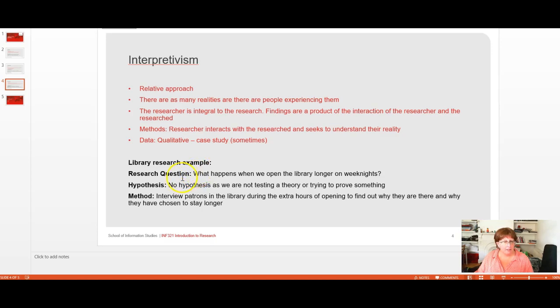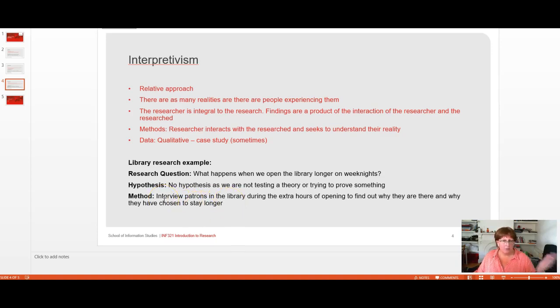So this is the whole idea here. Exactly the same research question. What happens when we open the library longer on the weekend, on weeknights? There's no hypothesis though, because you're not trying to prove something. You haven't got a set idea in your mind about how something is, or what a reality is. There's no set view about this is what I'm trying to prove. We're not interested in trying to prove anything. We're interested in trying to understand people's experiences. And we do that by talking to them. It's pretty straightforward and a more social sciencey sort of flavour, I suppose, than a sciencey one. I think that's probably fair to say.